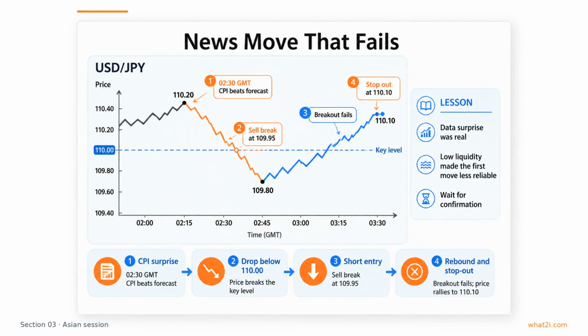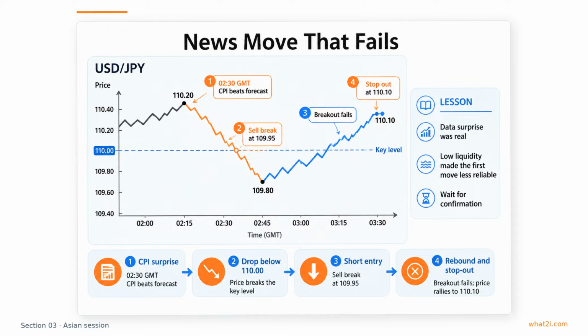Take the example of a Japan CPI surprise pushing USD/JPY below 110.00. The data beats forecast, so the initial logic makes sense. Stronger inflation may support the yen, and USD/JPY falls from 110.20 to 109.80. A trader sells the break at 109.95, expecting continuation lower. But because the move happens in thinner session conditions, the breakout does not hold. Price later rebounds above 110.00 and reaches 110.10, stopping the trader out.